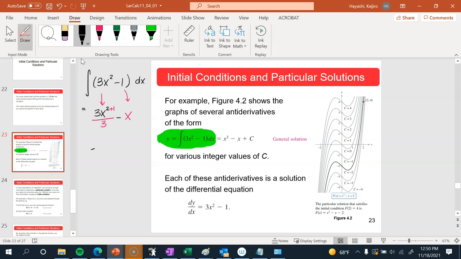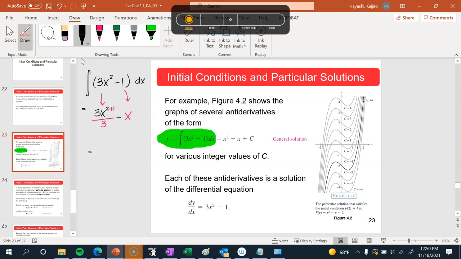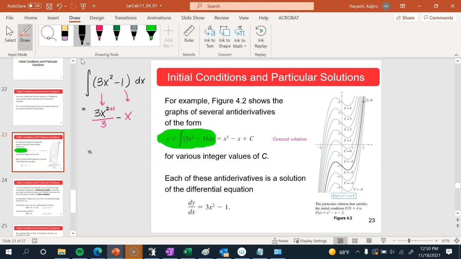Alright, so simplifying this a bit, 3 over 3 is 1, so that cancels out, and we're left with x cubed minus x, and plus c, because there could have been any constant on that to begin with, and it still would have given us a derivative of 3x squared minus 1. Okay. So again, this represents a family of potential equations that would give us a derivative of 3x squared minus 1.